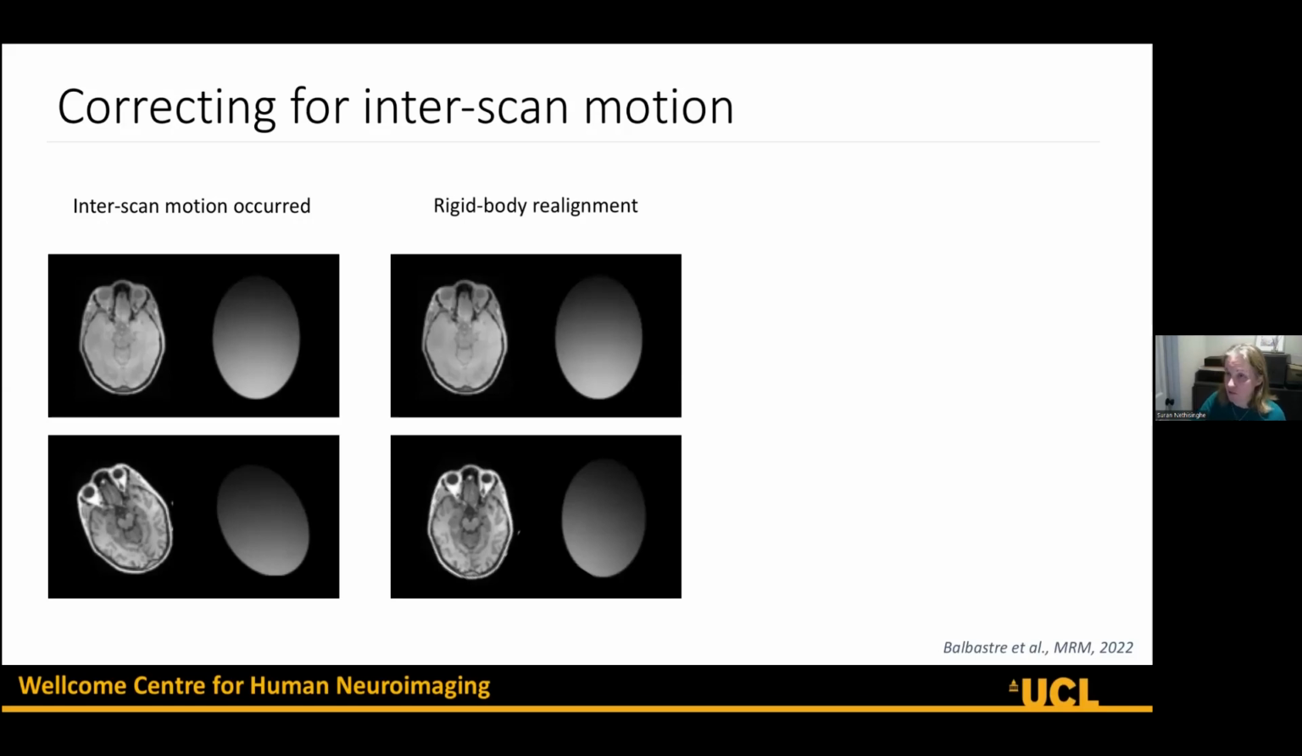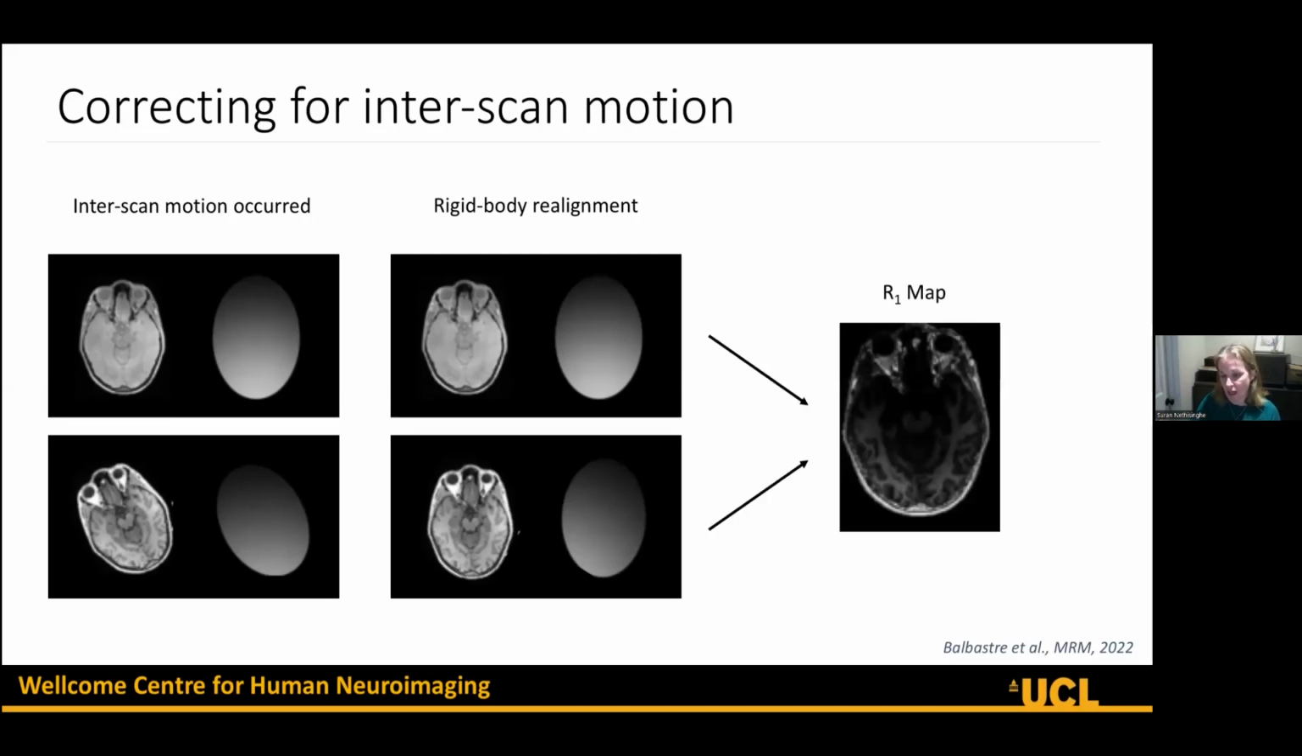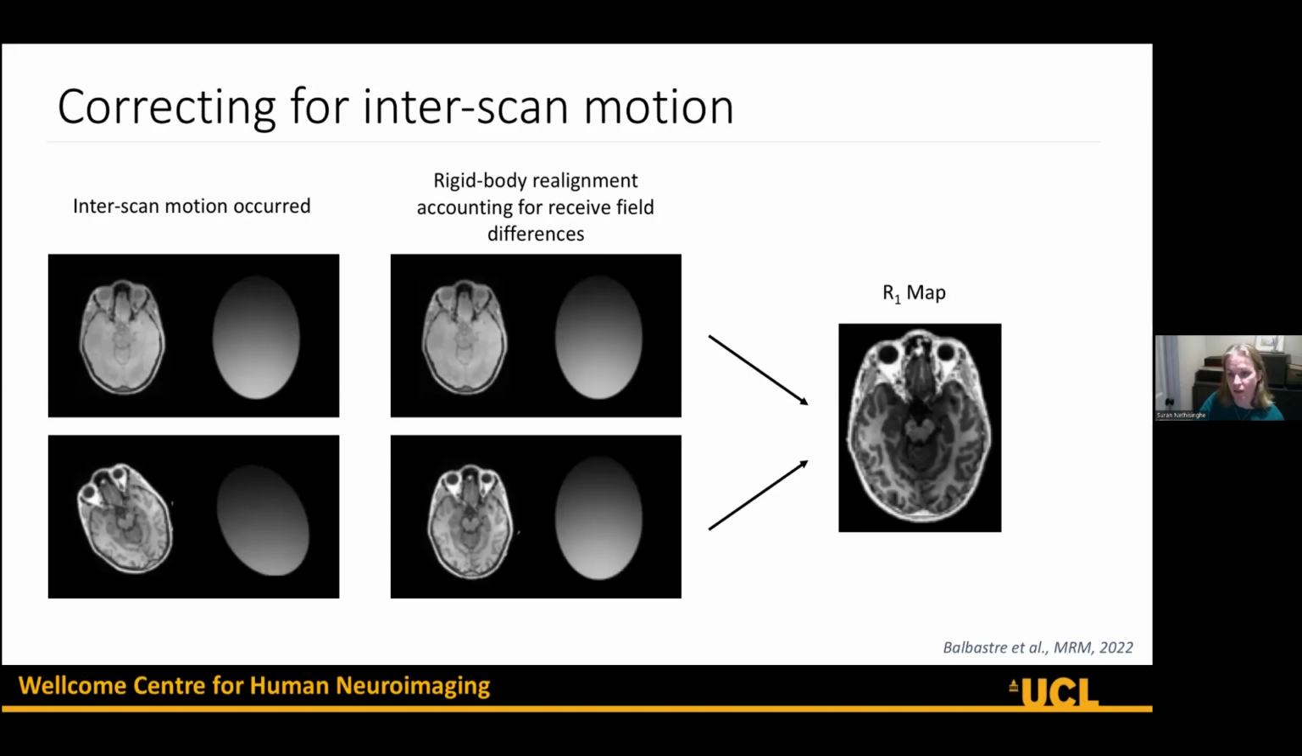We do tend to account for the fact that there might have been motion between our acquisitions, and so we could do a rigid body realignment. But here what I'm trying to show you is that the modulation from the coil sensitivity may still be different. And in this case, if we compute, for example, an R1 map, which does require two different acquisitions as a minimum, then we can have substantial errors. But actually what we can do is get some very simple calibration data in order to account for any changes in the receive field modulation that might have occurred as a result of motion. And then we can correct for that and restore the validity of our model and therefore the accuracy of our estimates.